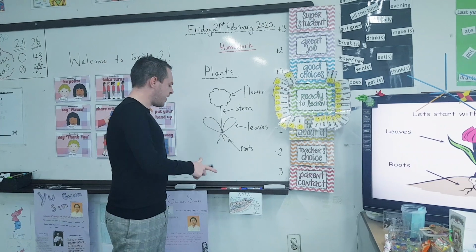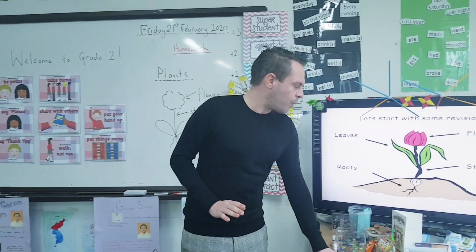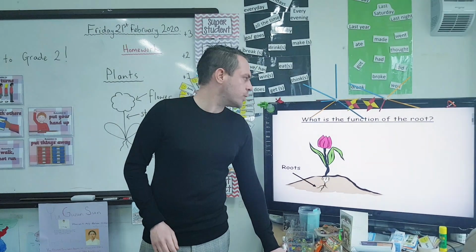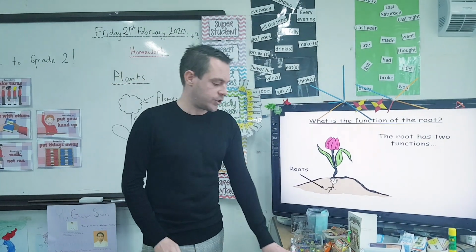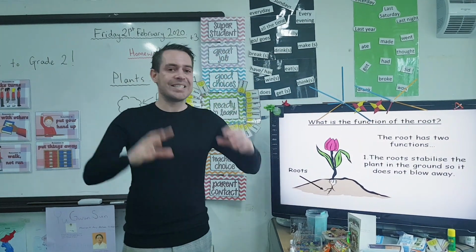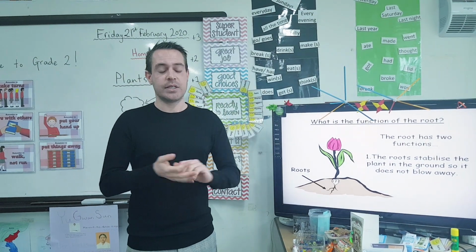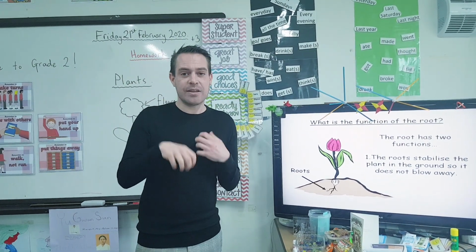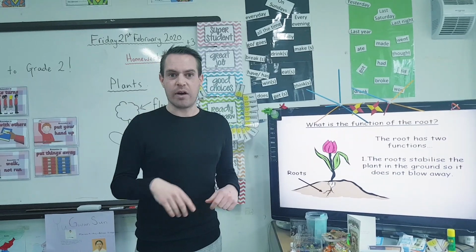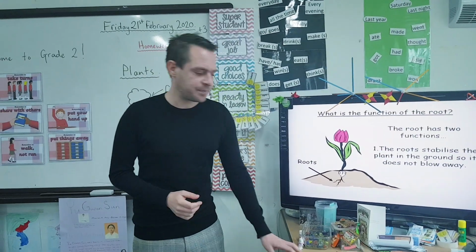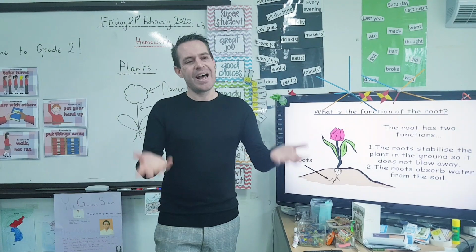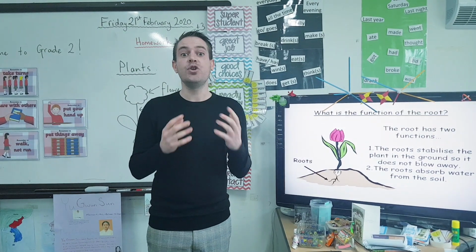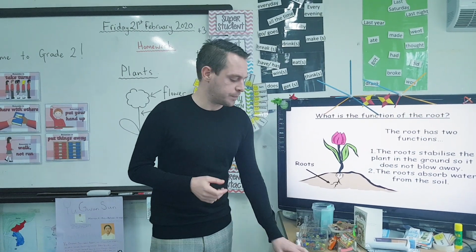Right, now let's find out a little bit about what these different things do. So the function of the root. The root actually has two functions. So it stabilizes the plant, which means it keeps it in the ground and it doesn't fall over and it doesn't blow away. And also it absorbs water from the soil, and that's how the plant gets its nutrients or its food.